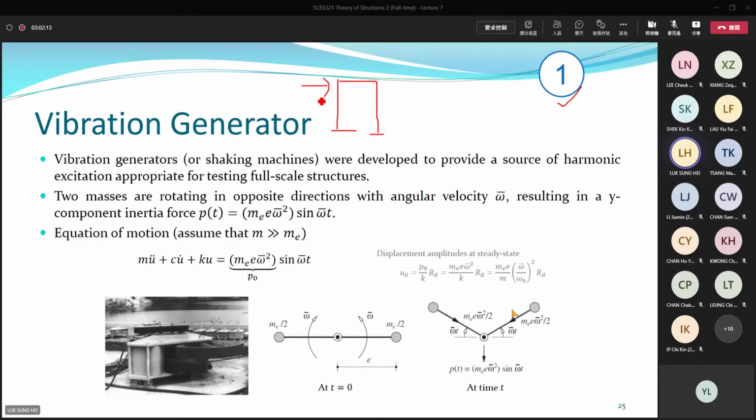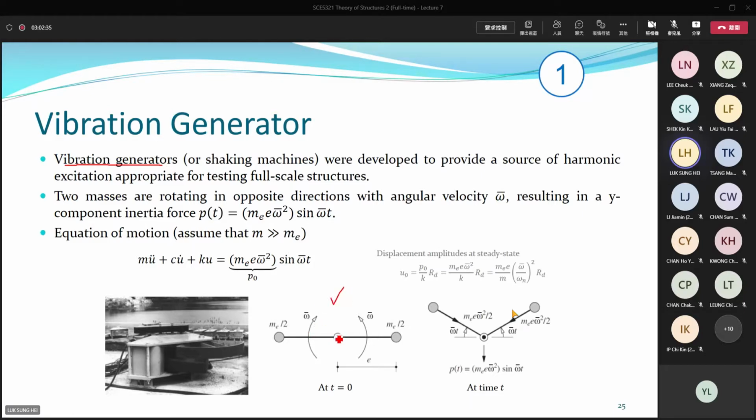But in reality, in a real building, how to apply loading on the structure is not easy, right? This page shows you some ideas. Actually, you can use something like a vibration generator, a machine, to generate a harmonic force, a sine force or cosine force. How? One model is like this.